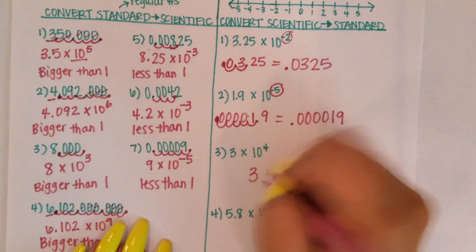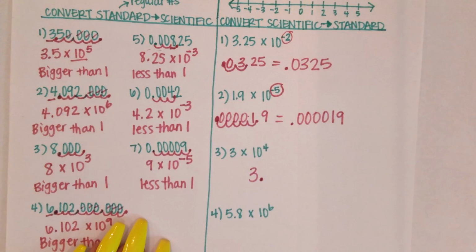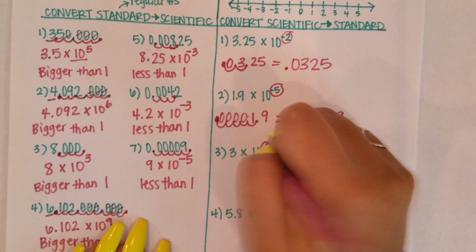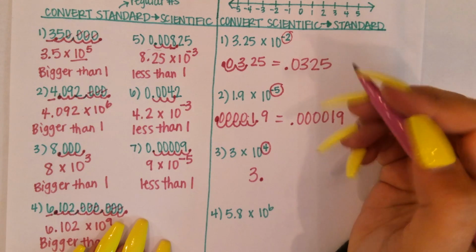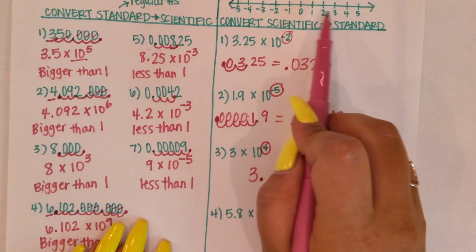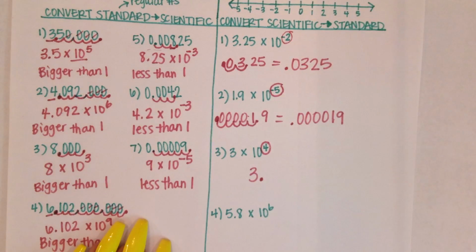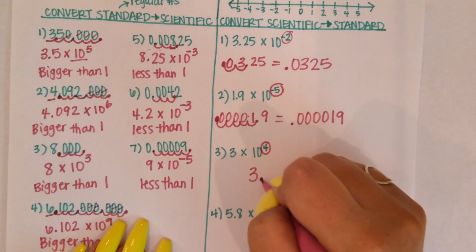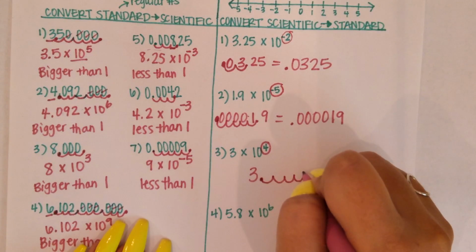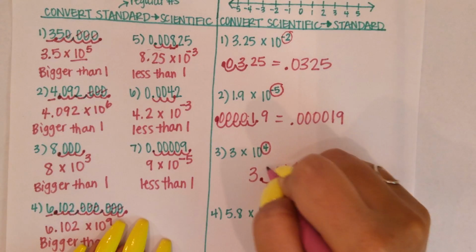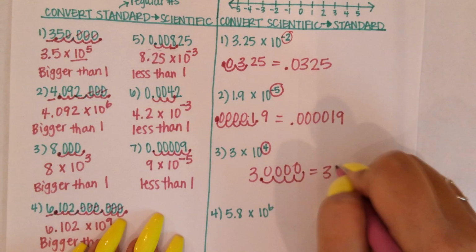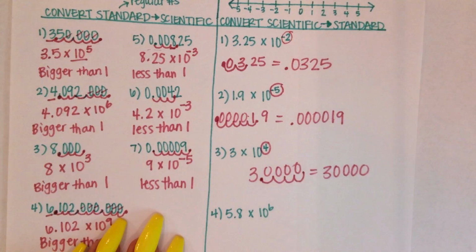Number 3, so I've got a 3. Remember, if you don't see a decimal, it always goes at the back. And I have a +4. So I know I'm going to be moving it 4 times. And if I think of a number line, the positive is to the right. And 4 is positive, so that means I want the number to be bigger. So 1, 2, 3, 4. So my new number is 30,000.